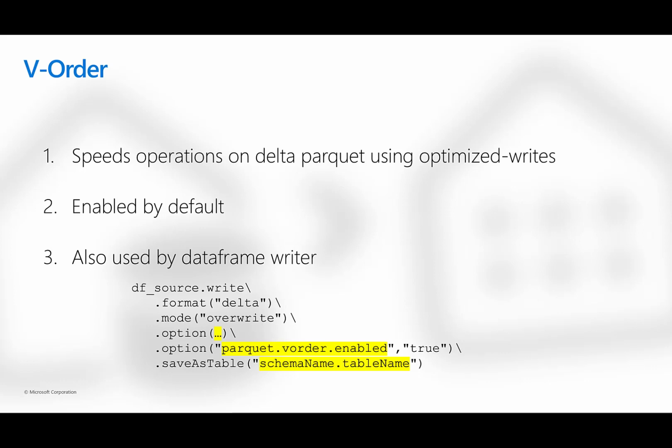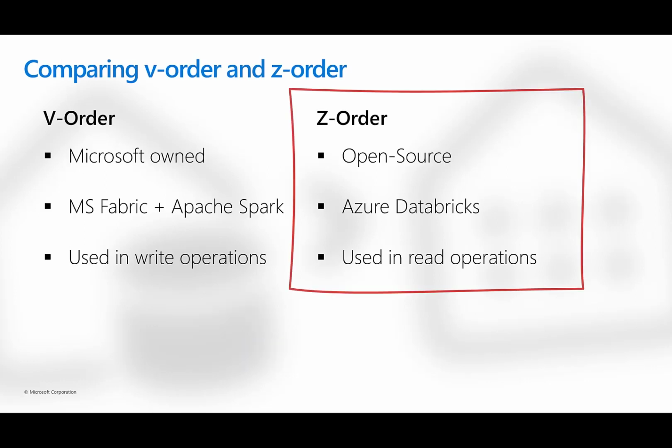Remember that vOrder is created and owned by Microsoft, and its source code is not freely available. It is used primarily in Microsoft Fabric and Apache Spark, and it is used in write operations. In contrast, zorder is open source, used by Azure Databricks, and used in read operations.